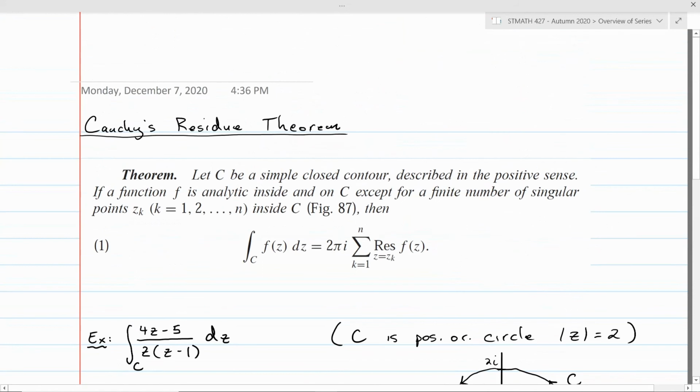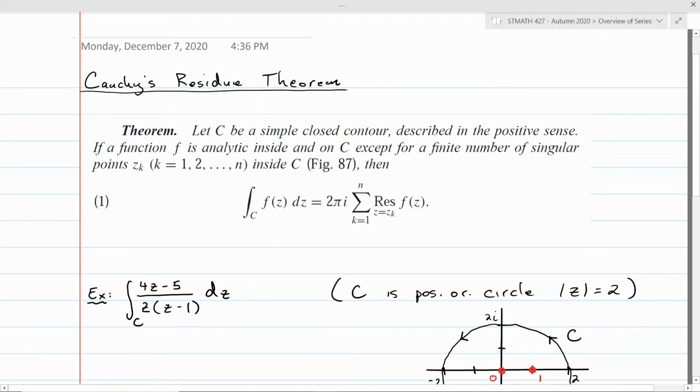This brings us to Cauchy's residue theorem. This is a pretty amazing theorem. We have a curve C that's a simple closed contour, of course with positive orientation, and you have a function f that's analytic inside and on that contour, except for at a finite number of singular points, these z sub k's in this theorem, that occur inside of C. So this term singular points just means these are places where the function's not analytic, but it is analytic all around those points. So basically our function's analytic except for this finite number of points that are called singular points.